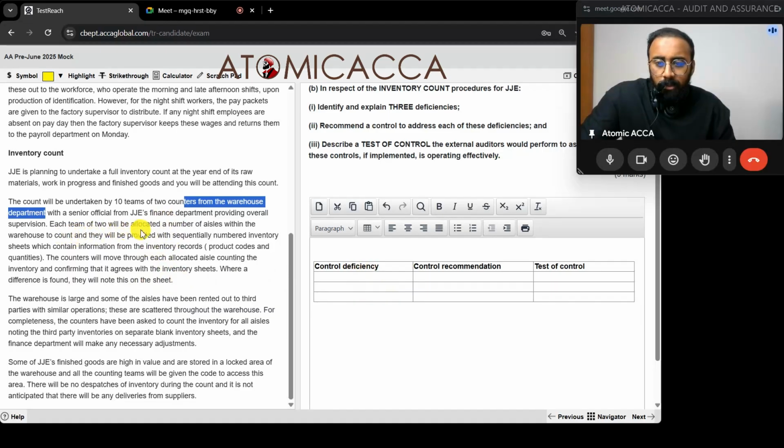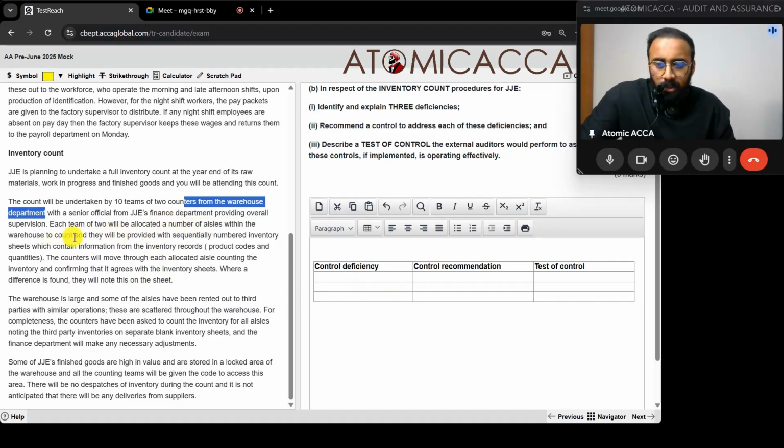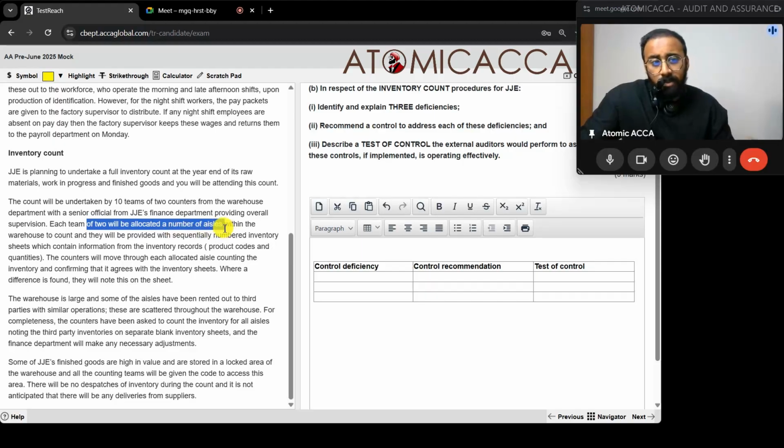Each team of two will be allocated a number of aisles within the warehouse to count, and they will be provided with sequentially numbered inventory sheets which contain information from the inventory records, product code, and quantity also. So there are 10 teams, and each team of two will be allocated a number of aisles. Each team is told to count these aisles within the warehouse. First problem is they're given an allocated number of aisles, but how much each person should count is not given. So what would happen?